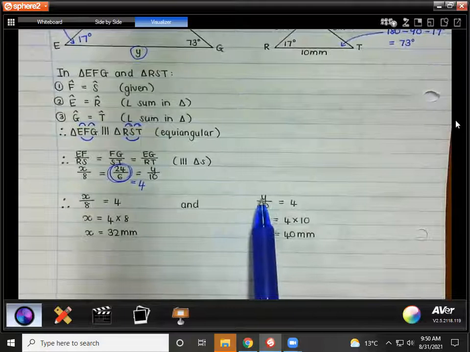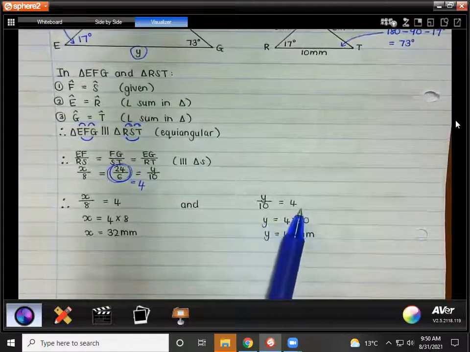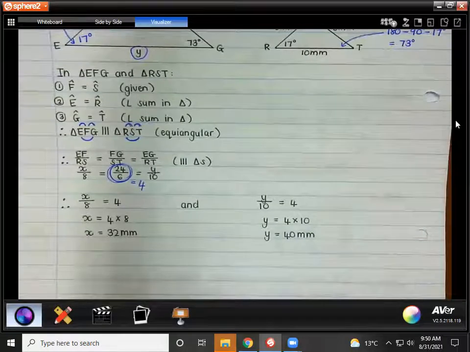And on this side, with y over 10, that's y divided by 10. The opposite of dividing by 10 is multiplying by 10. And 4 times 10 is 40.